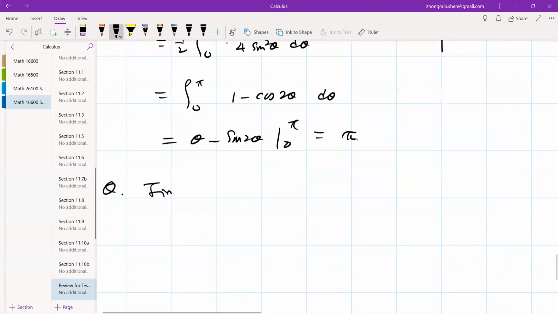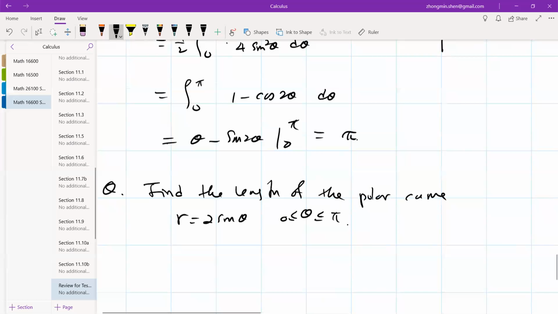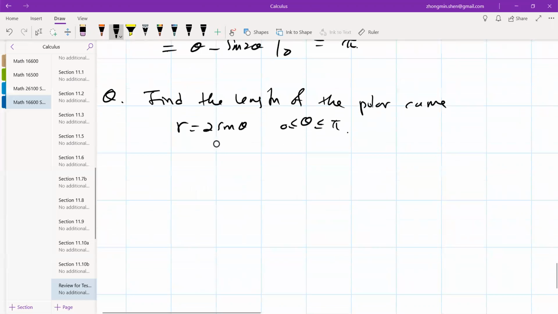Okay, so we can find the length of the polar curve. The polar curve is r equals 2 sine theta, but this time theta is between 0 and pi, already specified. I assume that you don't recognize this is a circle. Okay, so how do you do that?